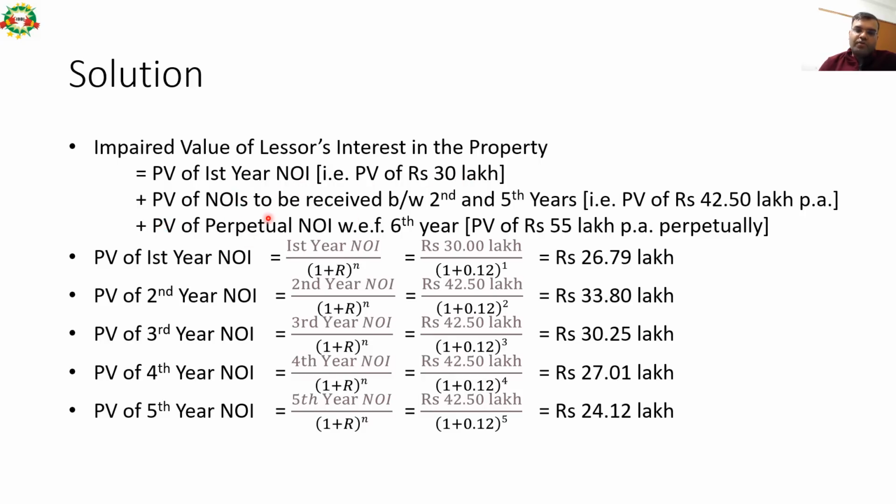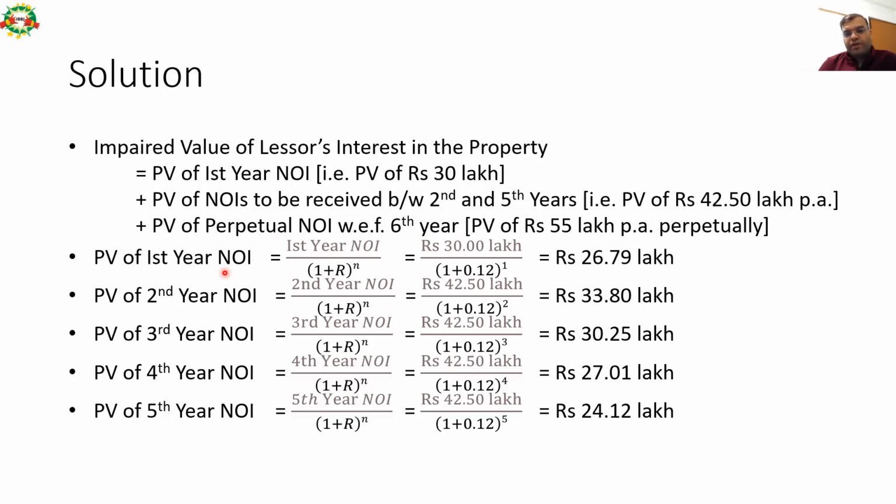Then the present value of net operating incomes to be received between the second and fifth year, which is 42.50 lakh per annum, and the present value of perpetual NOI with effect from the 6th year. So from the 6th year onwards, he will get perpetual NOI of 55 lakh rupees per annum perpetually. For the first year present value, we use the capitalization formula we have already gone through in our previous session. Link is given in the description box below.